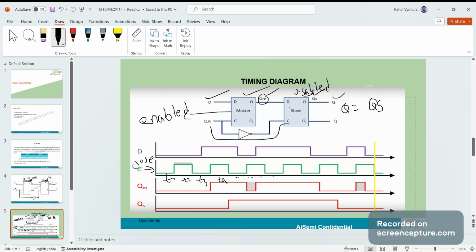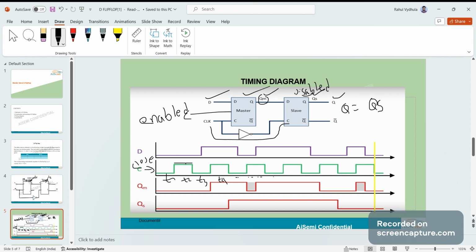This is enabled and this is disabled. Why is this enabled? Because we are taking the time period as high. In the clock signal, we are taking the signal as high, that's why it is enabled. Okay, the master D latch is enabled, and the input of the master D latch will be high.